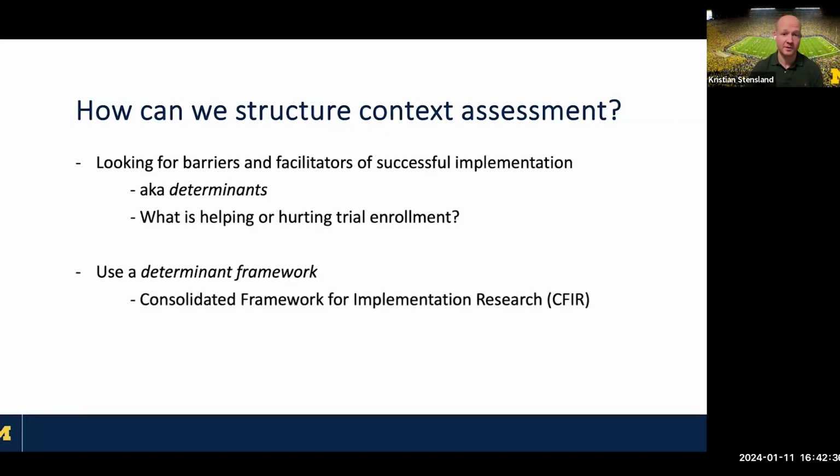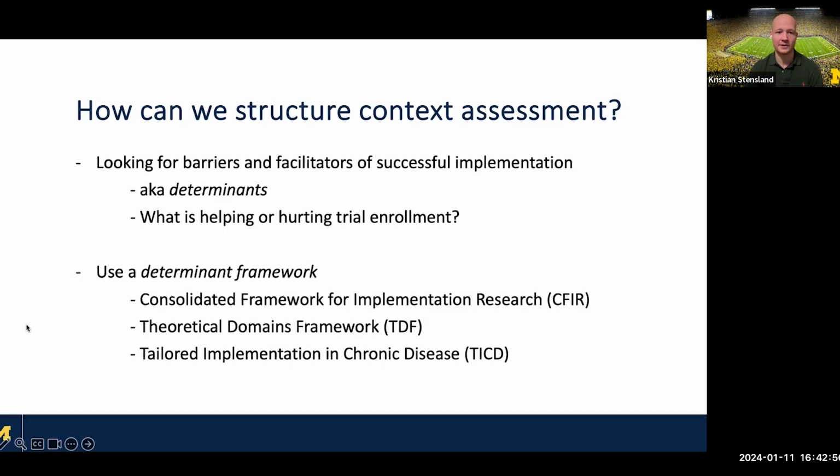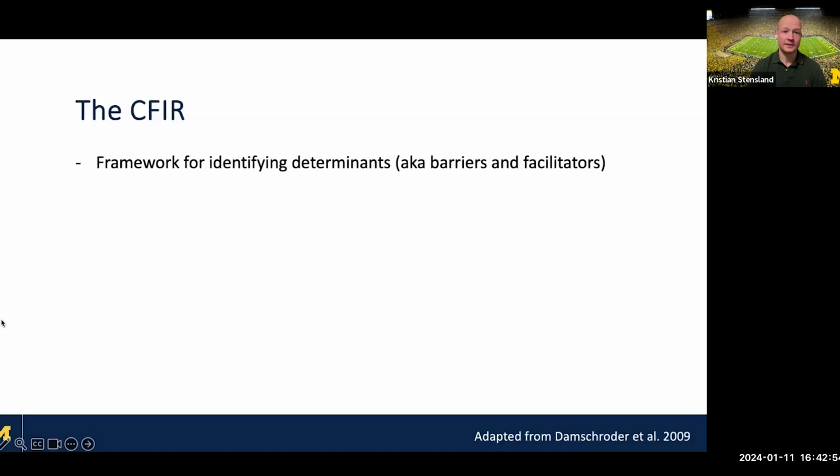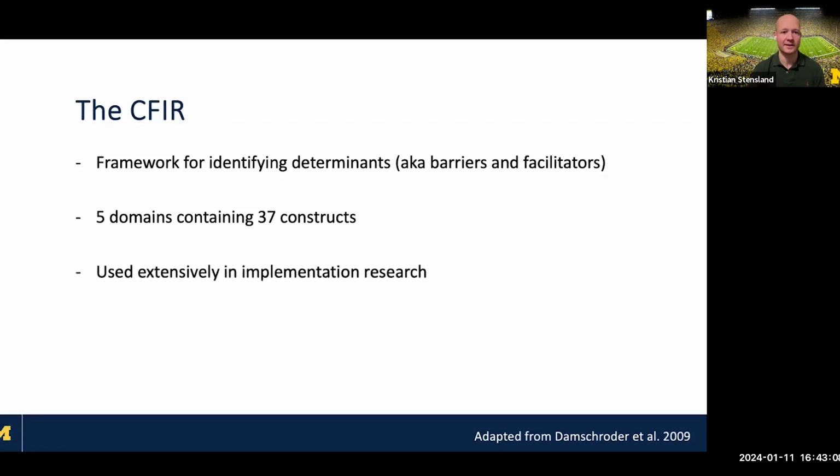We use a determinant framework for this, and we've elected to use the Consolidated Framework for Implementation Research, or CFIR, which you'll see a lot. It's, I think, the most commonly used determinant framework. Some other examples would be the Theoretical Domains Framework or the Tailored Implementation in Chronic Diseases framework. The reason we use the CFIR is that it's a great framework for identifying determinants, with 5 domains containing 37 constructs. It's a great way to have a checklist for assessing all or many of the components of the context surrounding clinical trials.